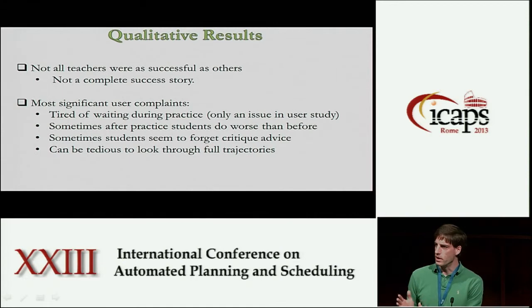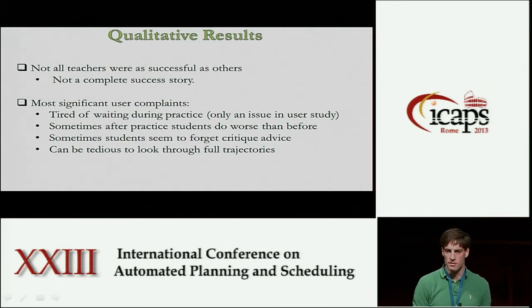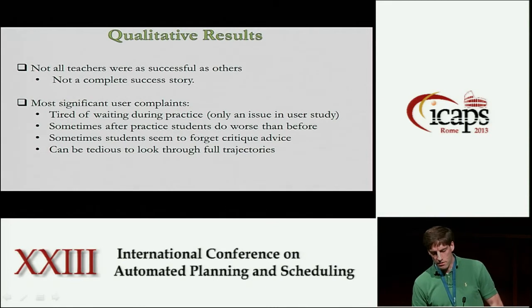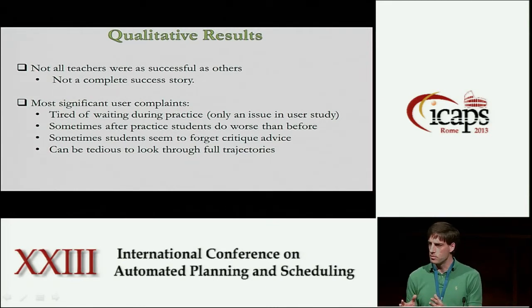And this is really just an artifact of the user study. So normally they could just go back to their daily work and then practice could go on and they could tune in when they want to do critiques. But some people were actually frustrated because they perceived the system as doing worse after the practice session than when it went into the practice session.